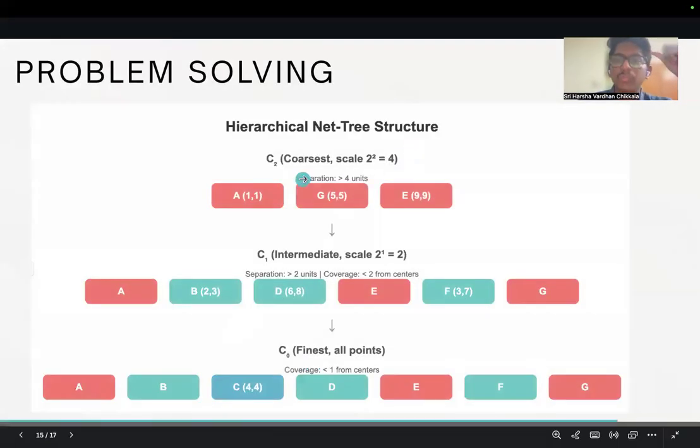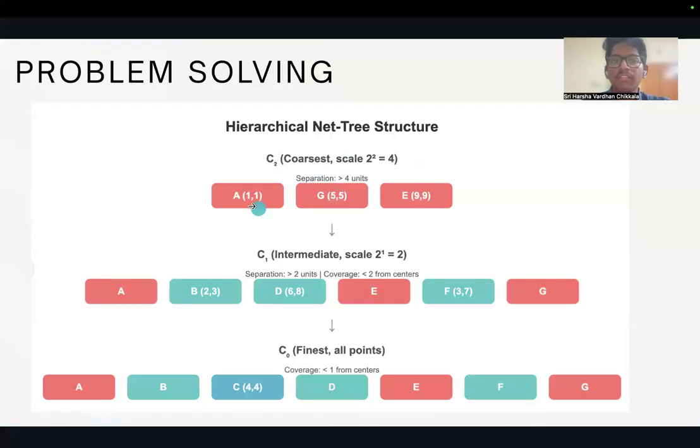So as you can see here, C2 is the highest level where it contains A, G, and E with a scale 4. That is, the separation between any two points should be greater than 4. And then we'll move to the next level, that is C1. It is an intermediate step with scale 2. Here, any two centers will have separation greater than 2 units, and every point has coverage of less than 2 from the centers. They are A, G, and E. Then we'll include point B since it has coverage less than 2 from the centers, and we'll also include D and F as new centers.